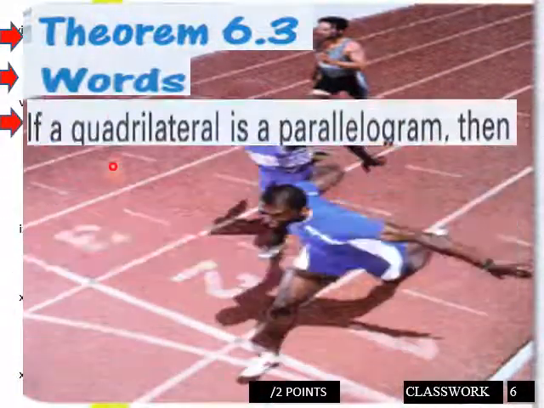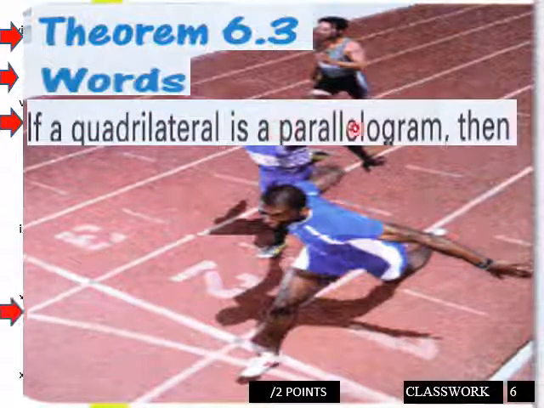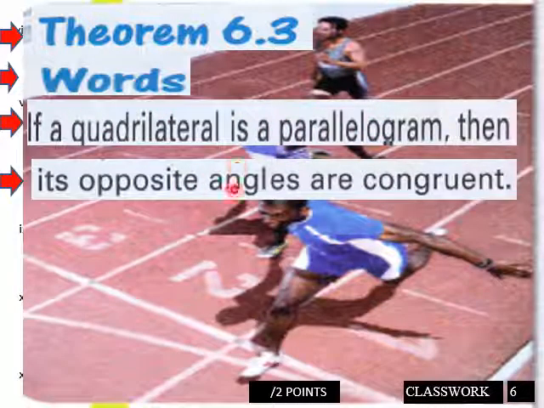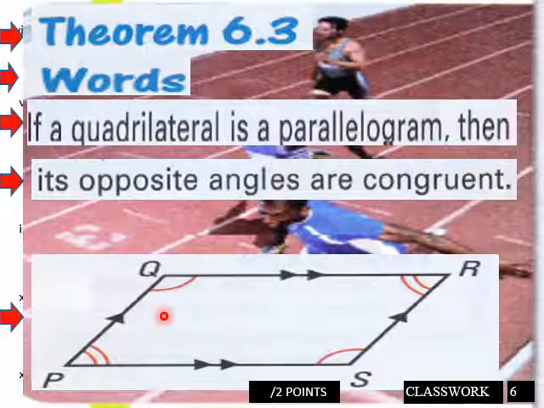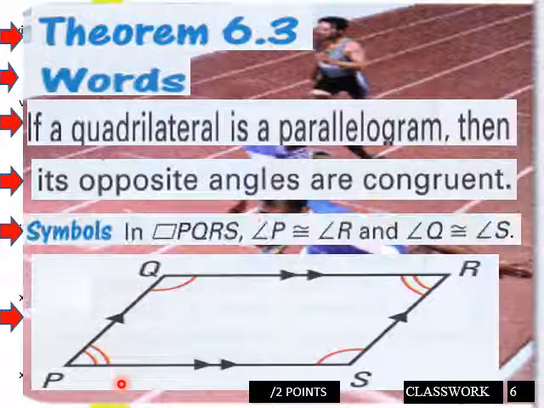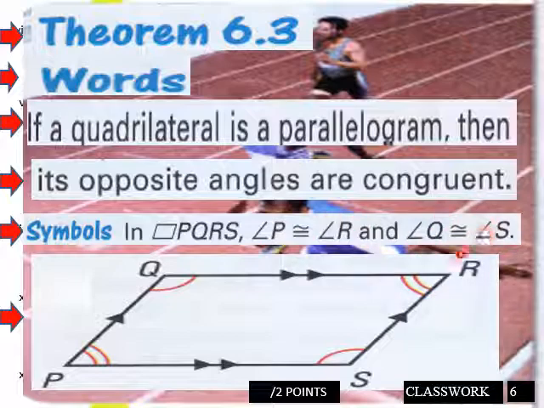Theorem 6.3 words. If a quadrilateral is a parallelogram, then its opposite angles are congruent. Angle Q and angle S, and angle R and angle P will be congruent if it is a parallelogram, and it appears like it is here. All sides are parallel. Symbols, parallelogram, angle P is congruent to angle R. And then angle Q is congruent to angle S.